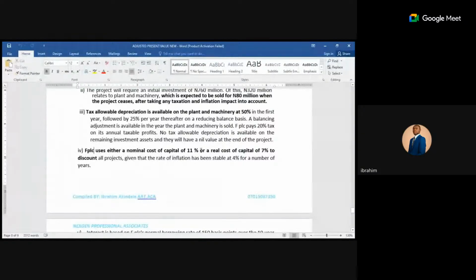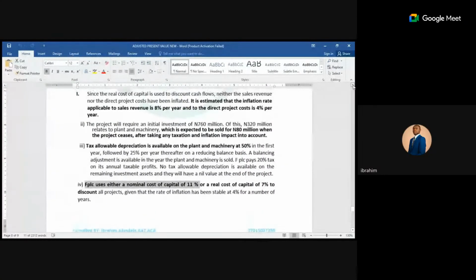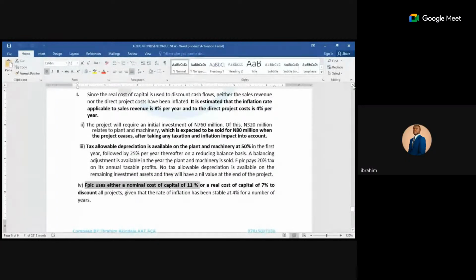This is the nominal cost of capital, which means immediately you inflate it, it is the nominal cost of capital that you will use to discount the project, because money cash flow goes with money cost of capital, or real cash flow goes with real cost of capital. And that is the reason why you see real cost of capital.